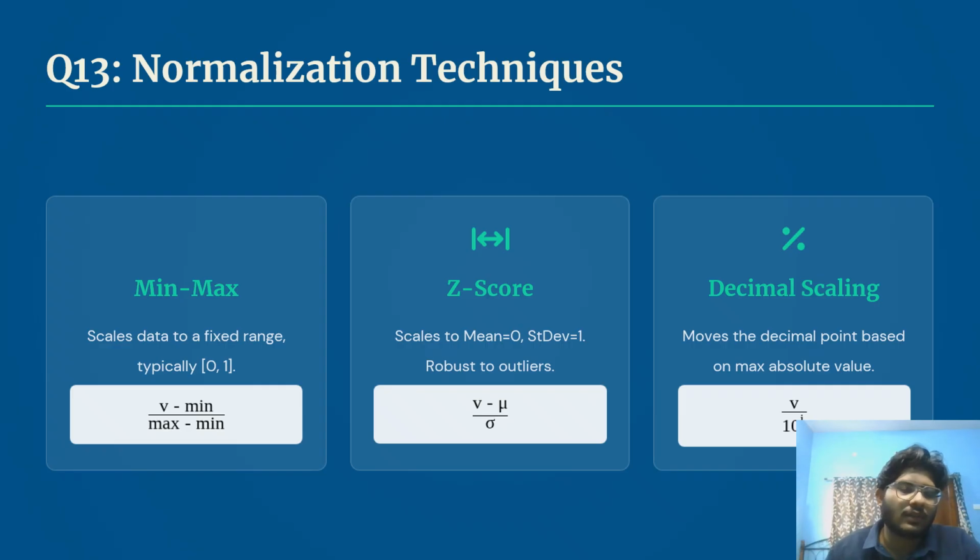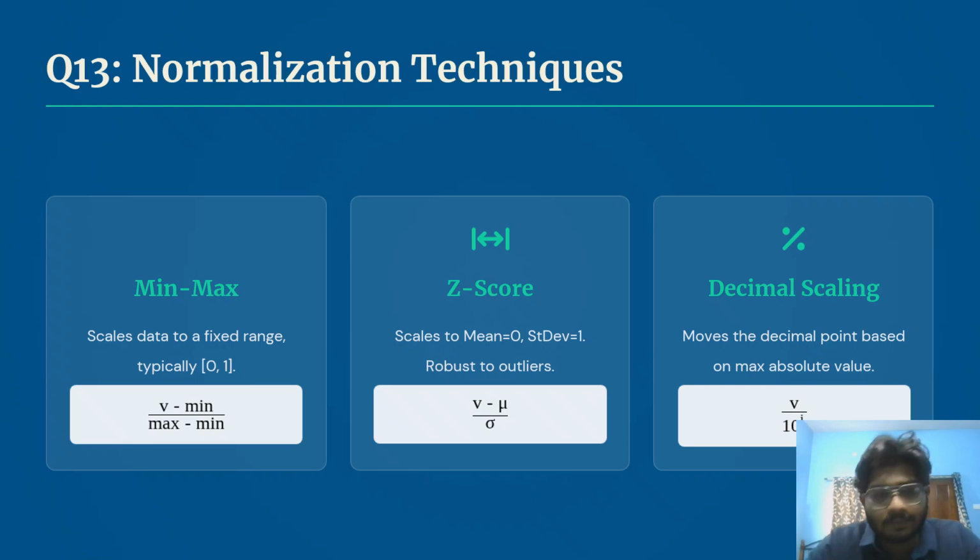Right? Min-max scales data to a fixed range. Now, this is the easiest to understand. We find the absolute minimum and maximum in the data set, and we transform every value so it fits perfectly between 0 and 1, right?